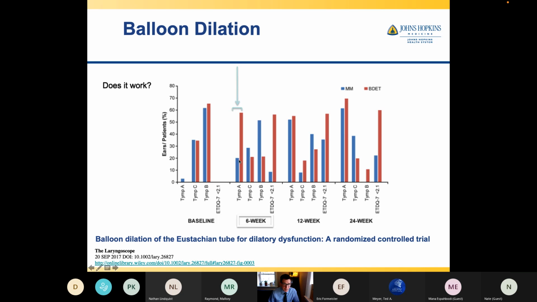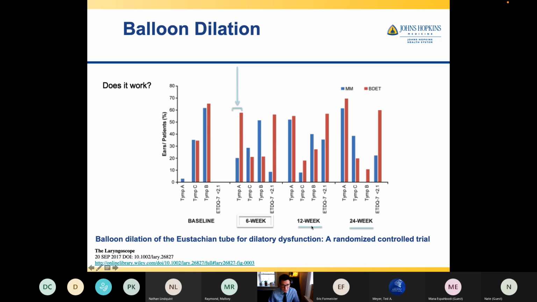And what they found is that in those that had the medical management alone, about 20% had a type A tympanogram. So before, almost everybody had type B or C. There was this one outlier, I think, that just barely didn't have the negative pressure for it. But then afterwards, 20% of the medical management had type A, and almost 60% of those that underwent balloon dilation had type A. So this was enough for the FDA to say, yes, it seems like it's effective, or the efficacy warrants approval, and that's where it was granted.